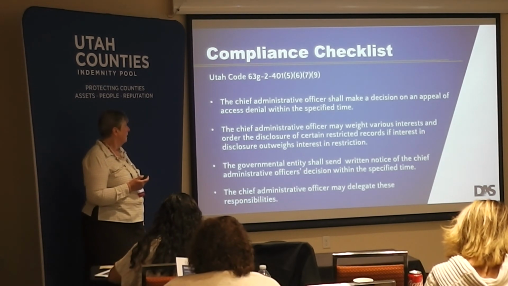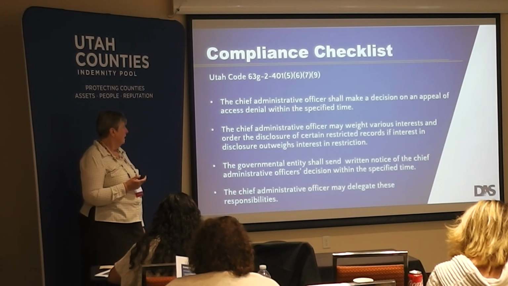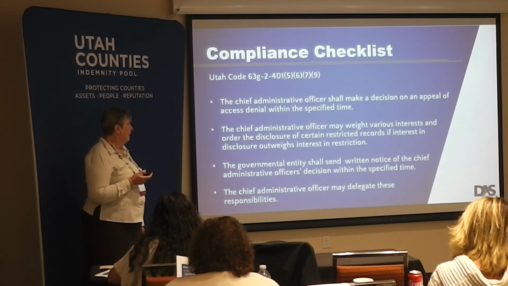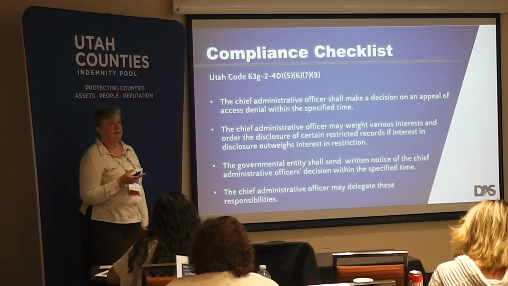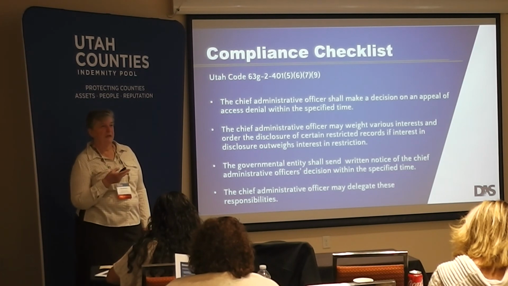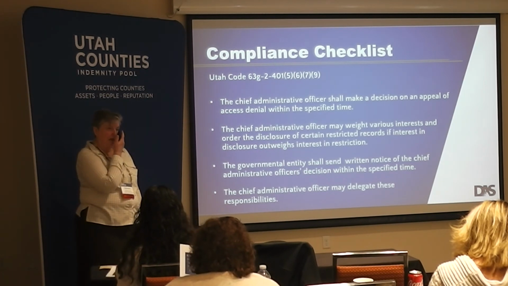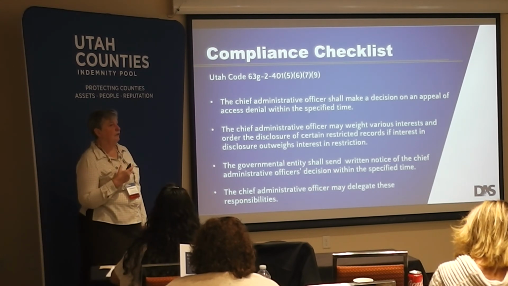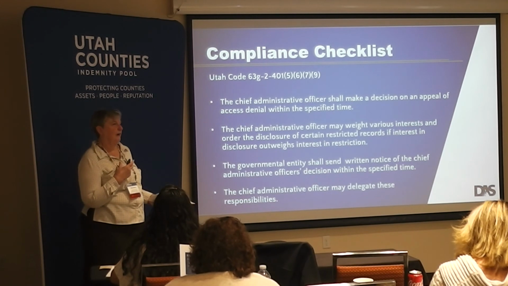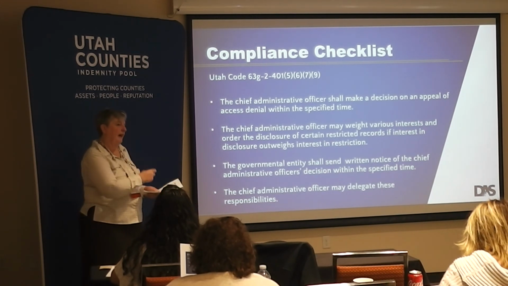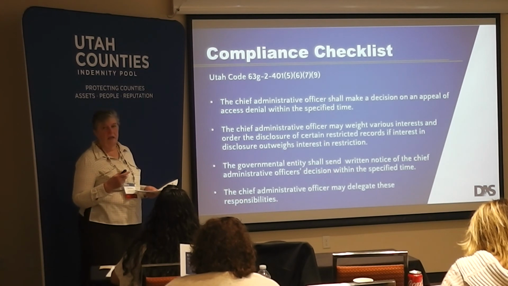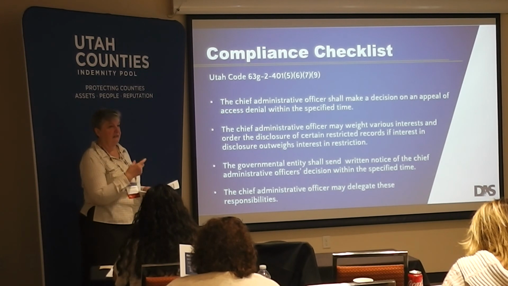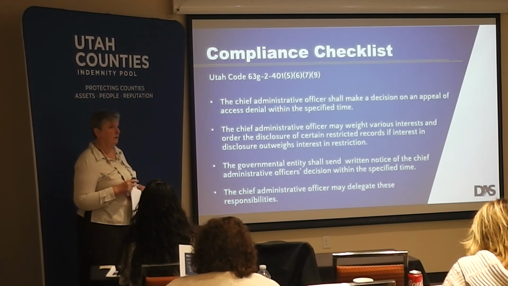And the chief administrative officer makes a decision on the appeal, and they can weigh the various interests. So when the chief administrative officer is making a decision on an appeal, the law gives them more latitude. They can weigh the interests and decide that a record is properly restricted, but that in a specific case, the interest in providing access outweighs the interest in restricting access, and so they have more latitude to overturn it.